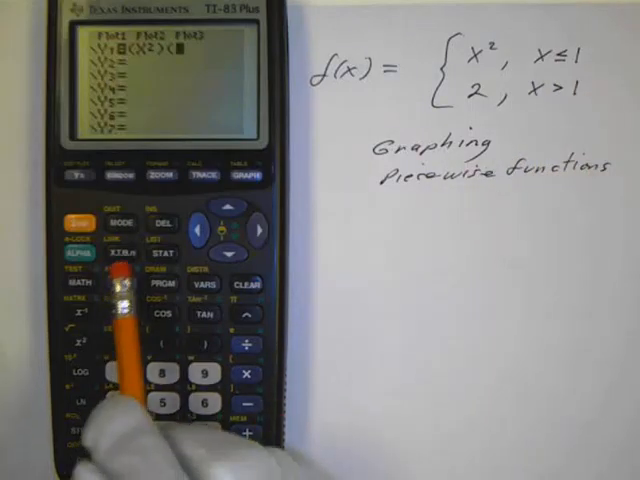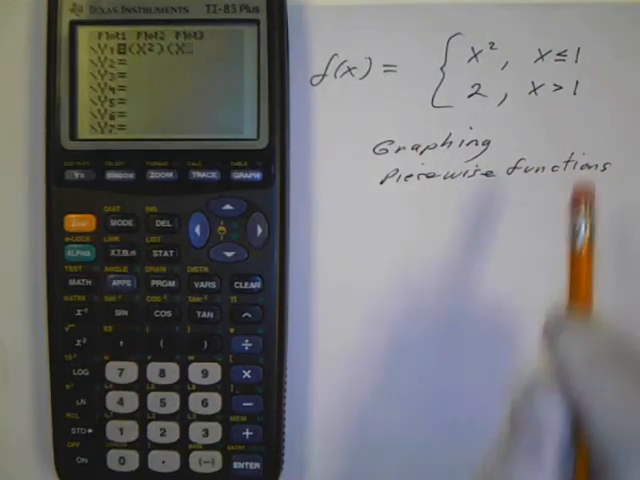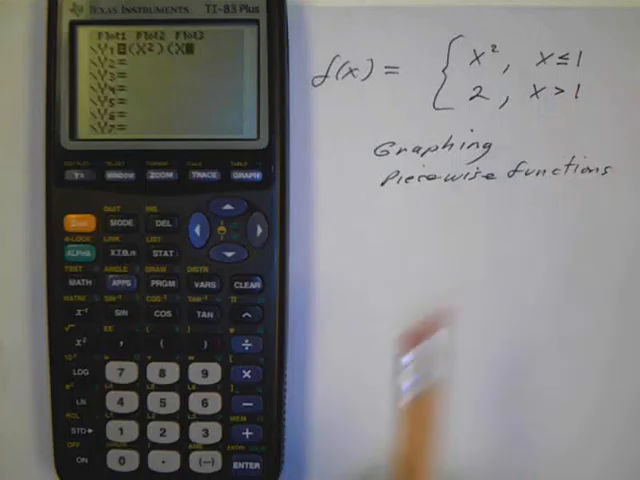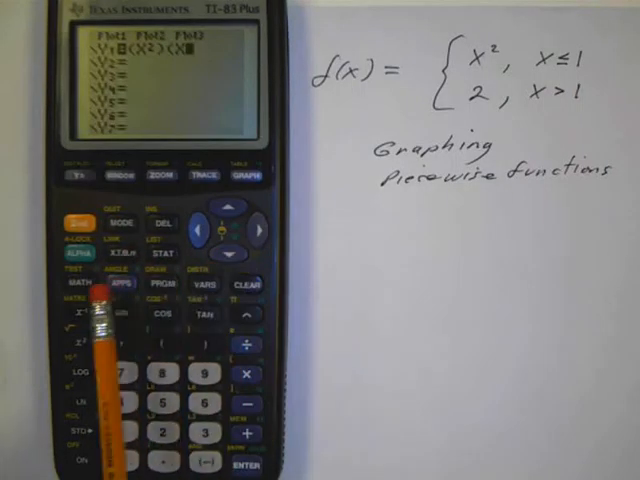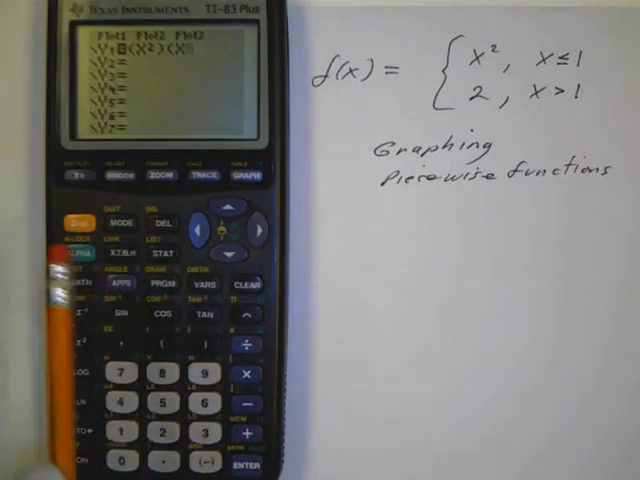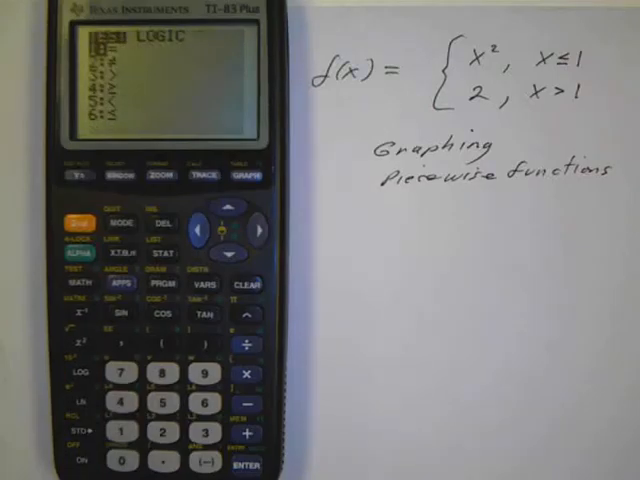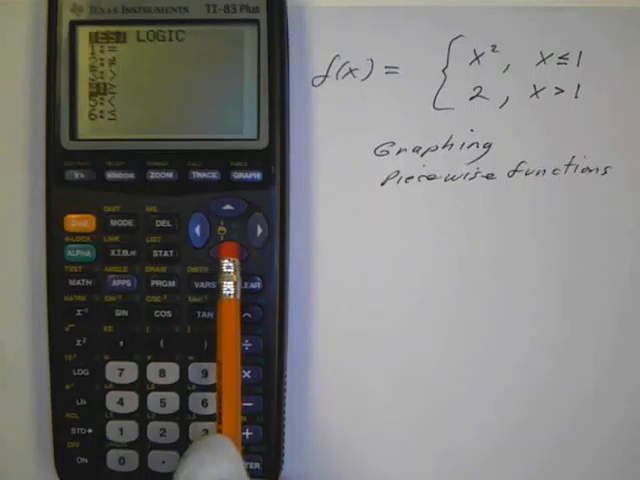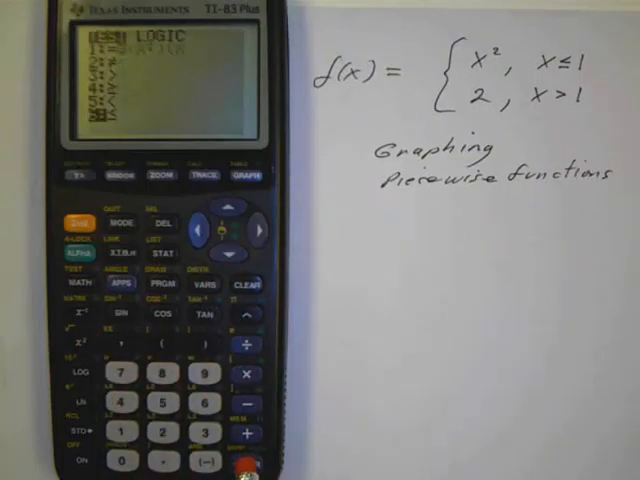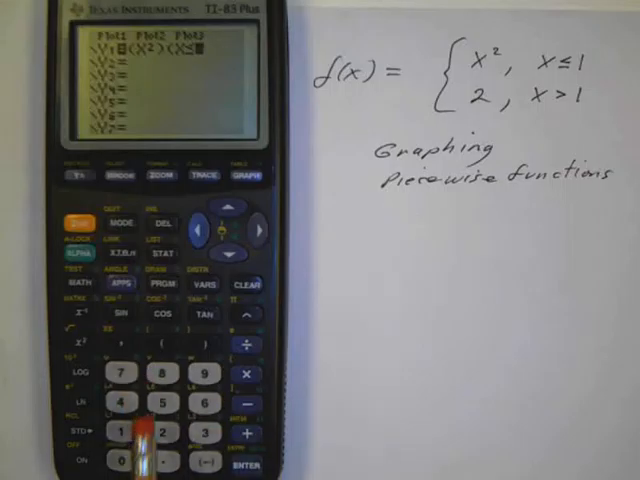So I hit x, and now how am I going to get the less than or equal? Well, I'm going to go to test, and test is under math, so it's second math. I hit second math, and I get test, and that's how I get my inequality signs. I want less than or equal, which is number 6, so I press 6 and enter, and that puts in the less than or equal. Then I want 1, and I press parentheses, and there's the restriction.